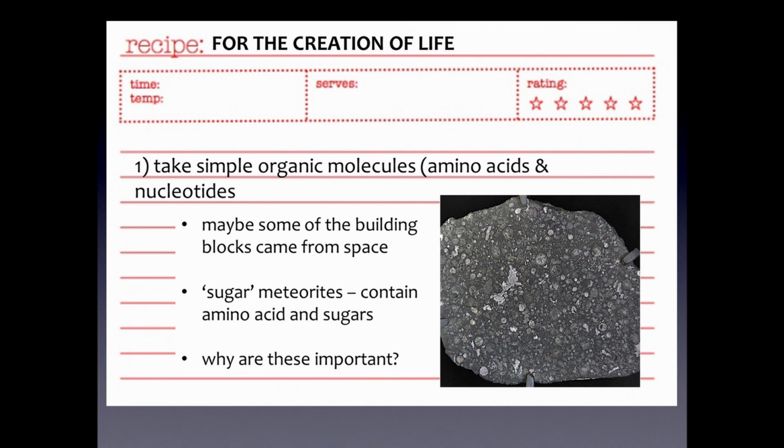Amino acids and sugars are important because these are some of those simple organic molecules that we combine to create more complex organic molecules. We see that they're essential. They can create backbones of DNA and RNA, and they also can act as an energy source. So we do have meteorites, and this is a picture of one right now, what we call a sugar meteorite, that does contain some of these initial things that we need to create life in the ocean.